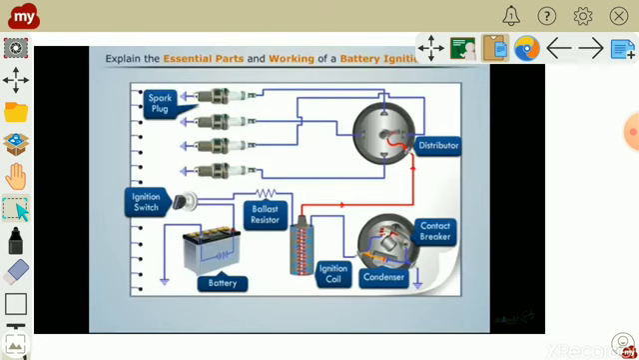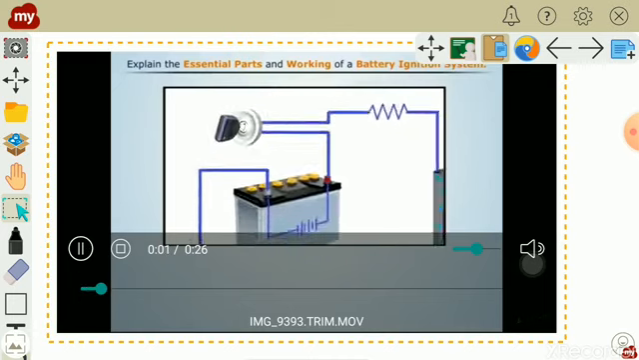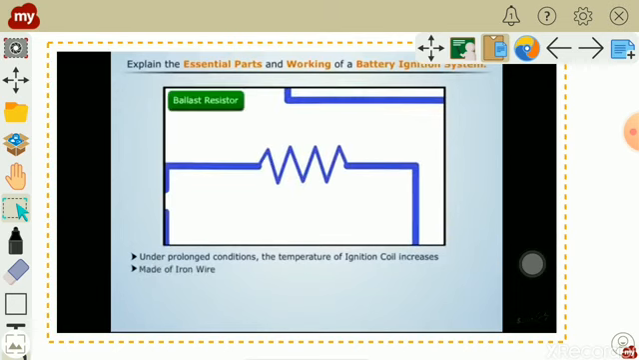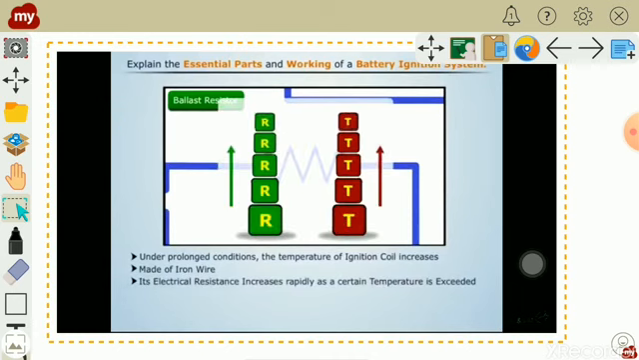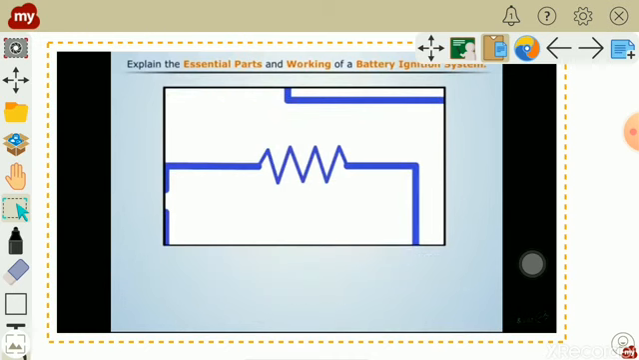First, battery, which stores the electrical energy. Battery is connected to the primary winding of the ignition coil. Now let's see this. When the ignition switch is on, current flows from the battery towards the ignition coil. Due to continuous application, the temperature of the ignition coil increases, hence there are chances of burning the primary winding. Hence, to avoid this, a ballast resistor is used. It's a simple application. As the temperature of the ignition coil goes on increasing, resistance to current flow increases. Thus, the ballast resistor helps to keep the current down to a safe value.